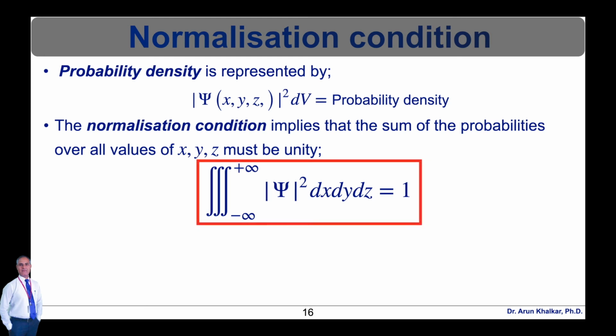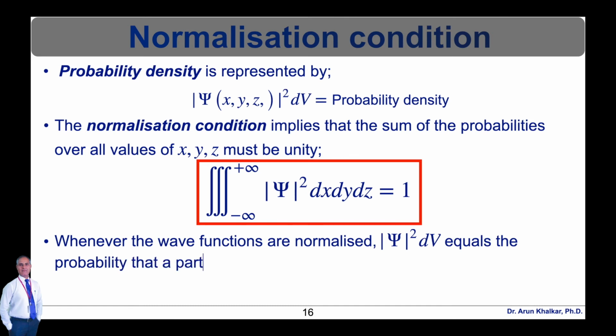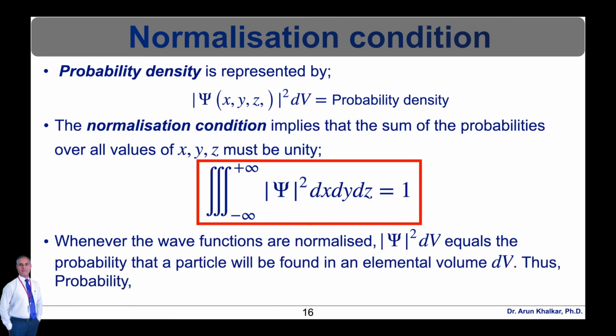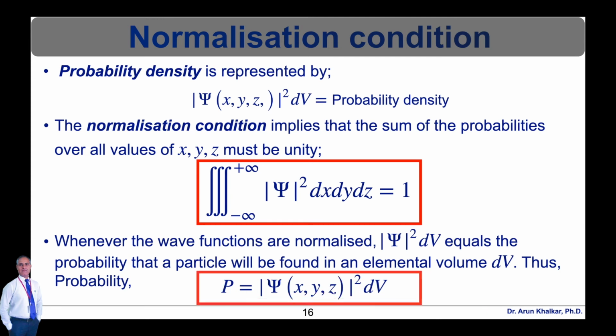Therefore, the normalization condition, where the wave functions are normalized, that is the integral of psi mod square dV, is equal to the probability that a particle will be found in an elemental volume dV. Thus the probability we can write, capital P, is equal to psi of xyz mod square dV. A wave function should always be normalizable, as it would give us a definite probability of finding the particle in a given space or given volume.